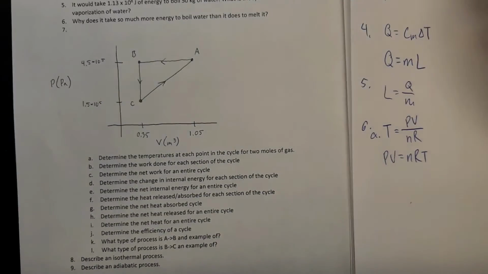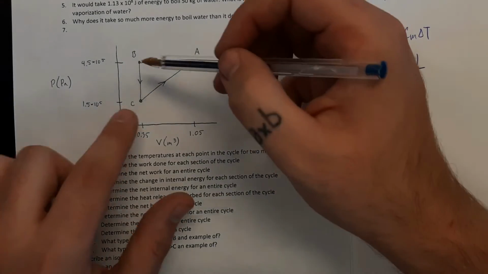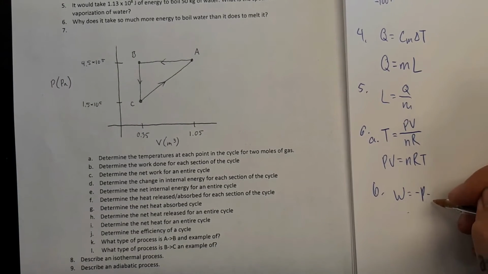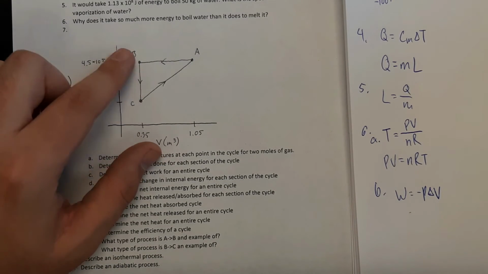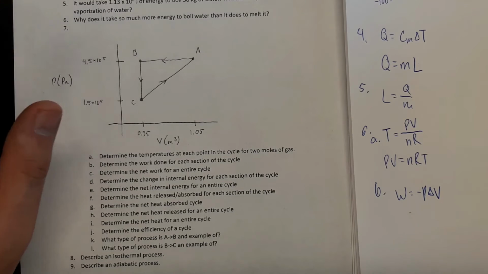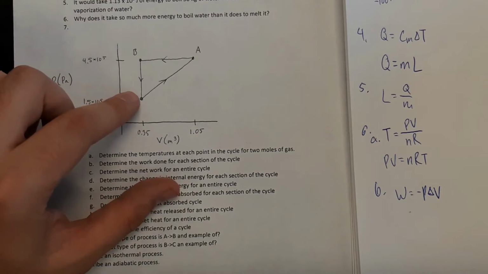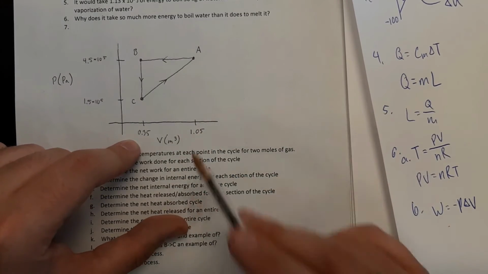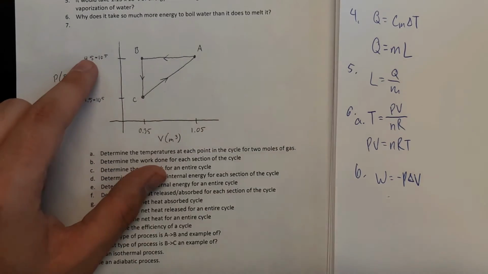Next one, determine the work done for each section in the cycle. If we're looking at the work from B to C, remember that work is negative P delta V. Your change in volume is nothing from B to C. If you've got a vertical line, an isochoric process, no work is done because your volume is remaining constant. So B to C, no work. Now A to B, you've got a change in volume of 1.05 minus 0.35, so that'll get you your delta V, and then just multiply it by the pressure it's at.